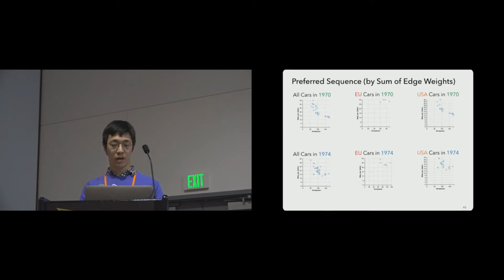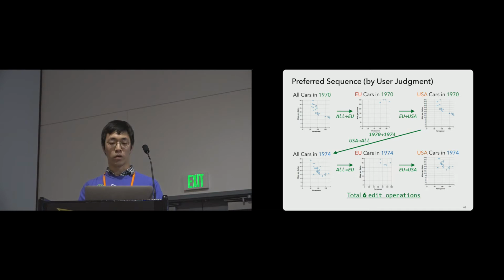This sequence cost worked well in some sense. There are 6 charts in 2 different years and 3 different regions. And this black path will have the minimum sequence cost at 5 edit operations. But as we saw before, people prefer the sequence having repeated transitions, like this, going through 1970s all cars, European cars, and USA cars, and then going through the other cars in the same order. Even the green path has one more edit operation than the black path.